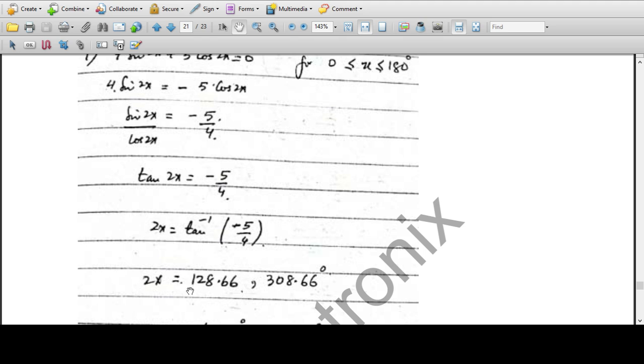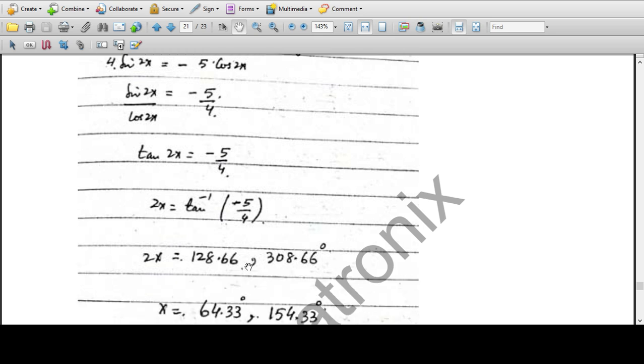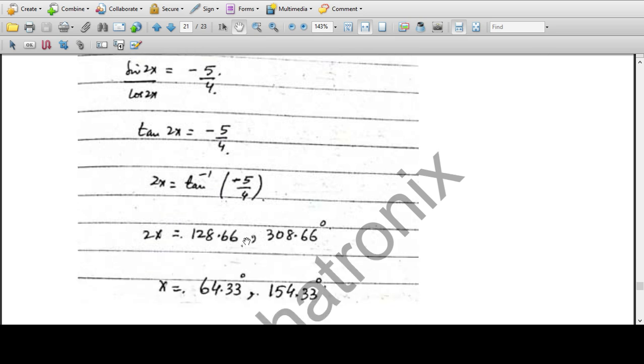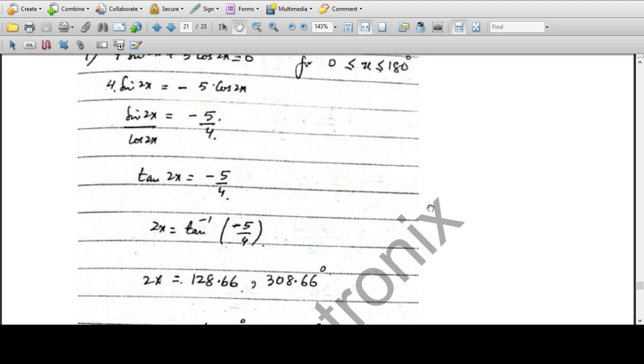Since we have to solve it for 0 to 180 degrees, we are solving it for 2x, so we can take up to a 2x value of 360. Once we have obtained the values for 2x, x is equal to that divided by 2. So we have these two values. So this is our solution, and I have just plotted it for better understanding.